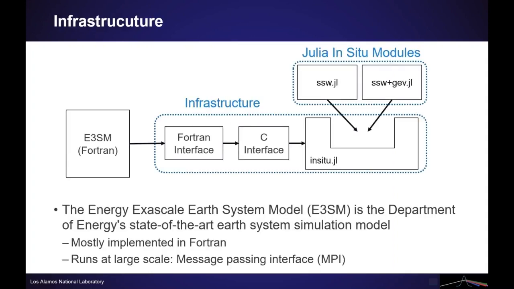This figure shows the major components of our infrastructure to couple E3SM with the Julia runtime. E3SM is DOE's state-of-the-art Earth system simulation tool, and it's mostly implemented in Fortran and runs at a large scale by using MPI. Julia currently supports only being embedded from the C language, so we wrote the C interface to enable calling In-Situ.jl, the Julia file, from the Fortran-based E3SM. In that In-Situ.jl, we can plug in different Julia modules like SSW or SSW plus GEV data analysis modules.